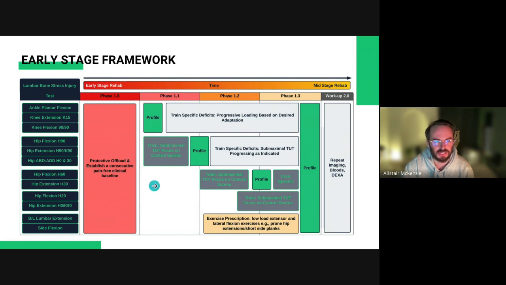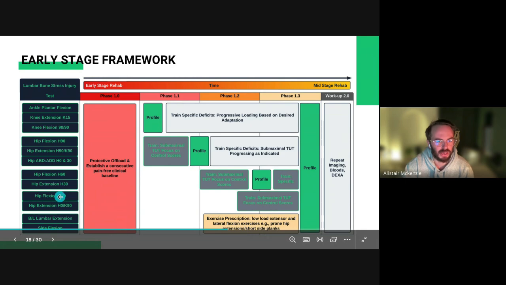Likewise for hip flexion at 60 and hip extension at 30. Train after a period. You're all good. Profile, train, profile. Let's have a look at you again. And this goes all the way down until we get to the end of our first stage. That's when we feel comfortable that we can look at evaluating the lumbar spine directly rather than by proxy through the pelvis.